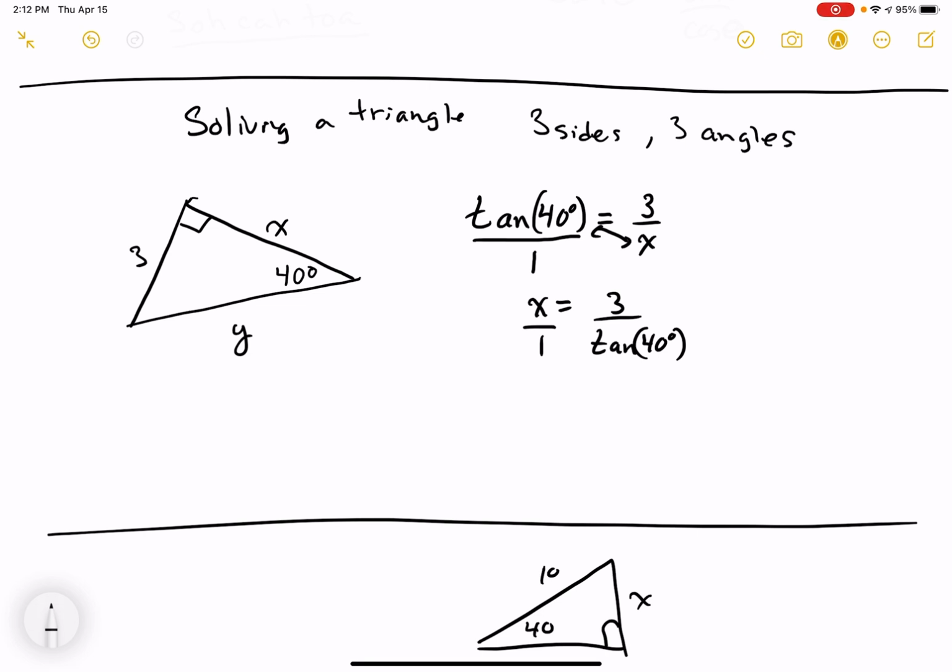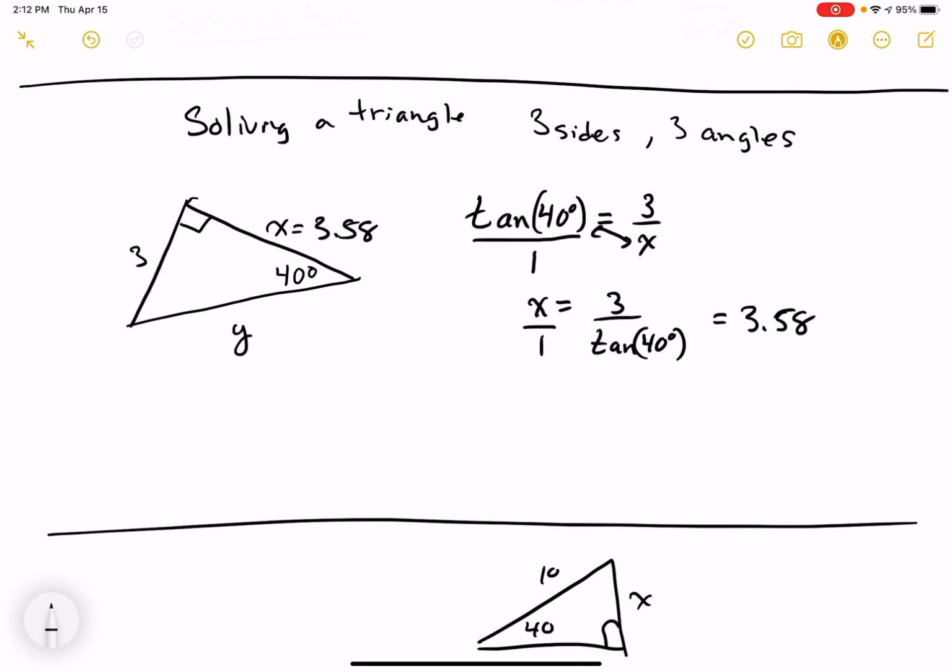Great. So let's do 3 divided by tangent of 40. I'm going to get 3.58. Okay?